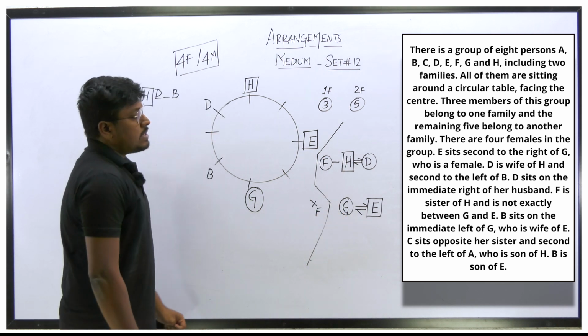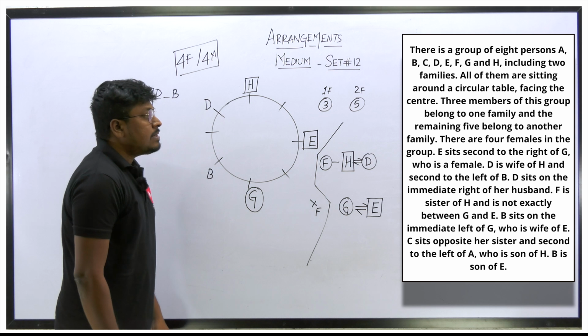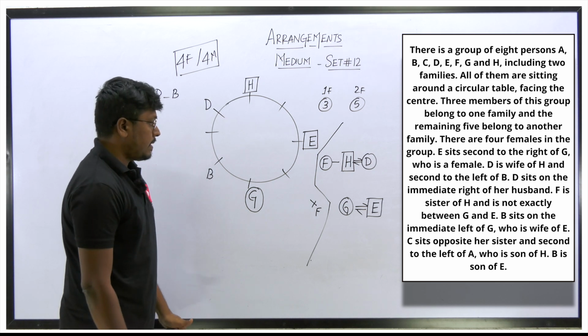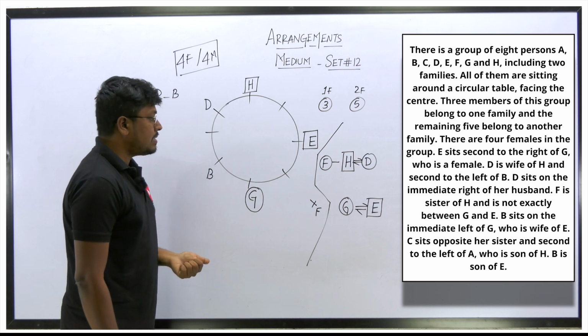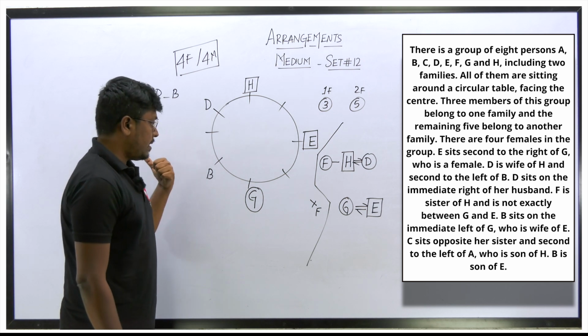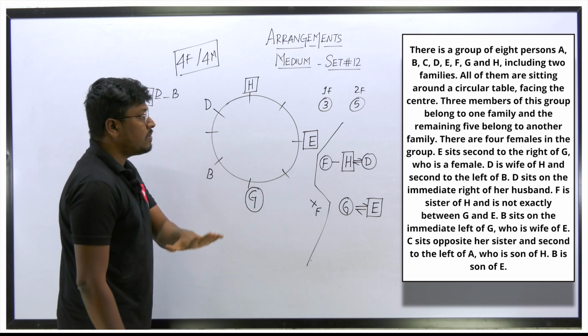Okay, interesting question. The next point is C sits opposite to her sister. So the person C is sitting opposite to her sister, but we don't know who the sister of C is. Let me move to the next point. I think we can't fix it yet.